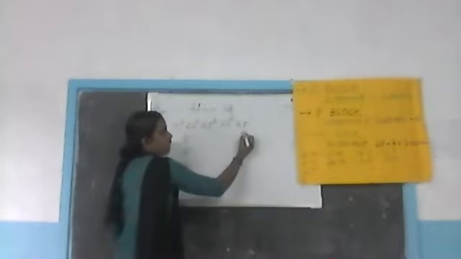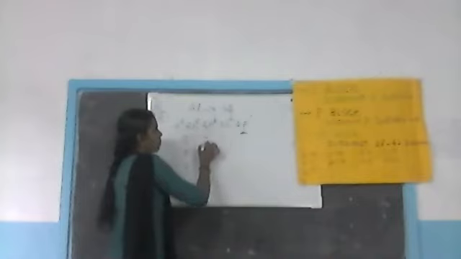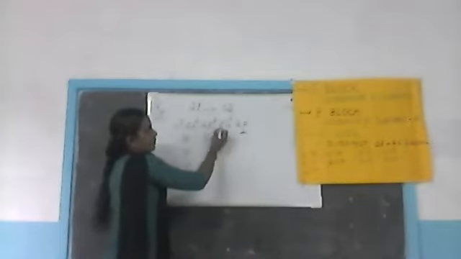Here, what block does aluminium belong to? So aluminium belongs to P block element. The last one is known as their block. Next, period number. Period number is the biggest shell number. So 1, 2, 2, 3, 3. Which one is the biggest number? 3.